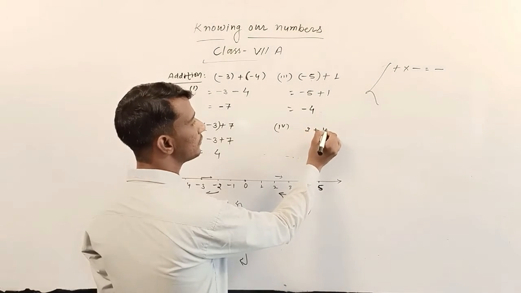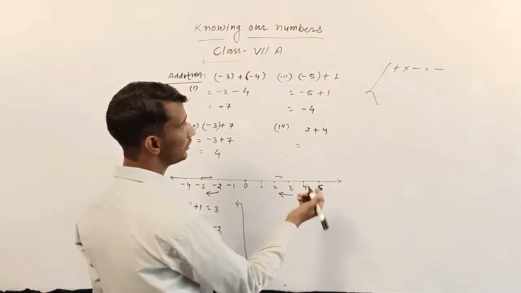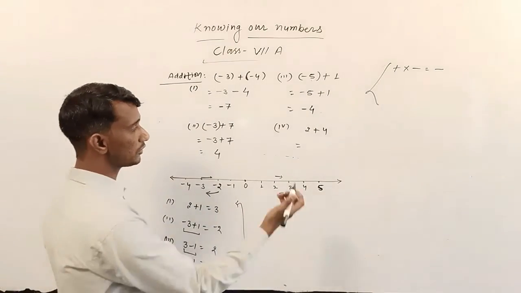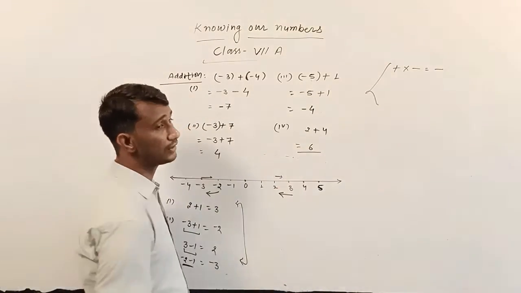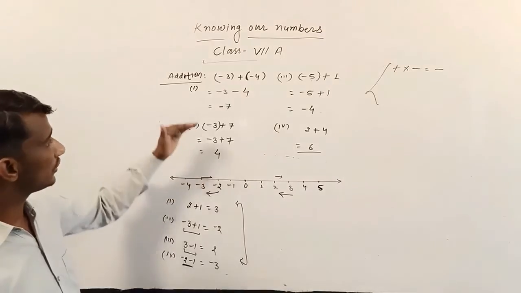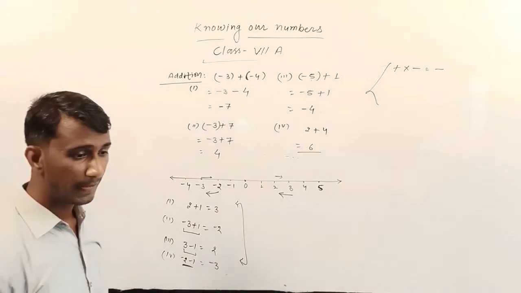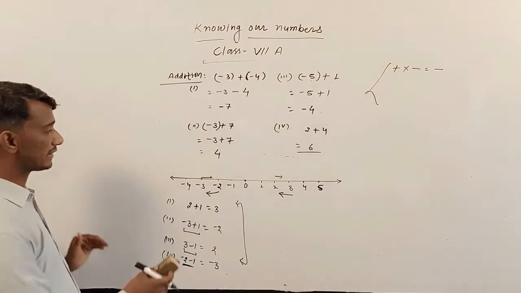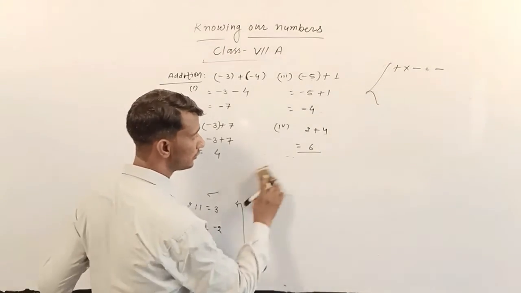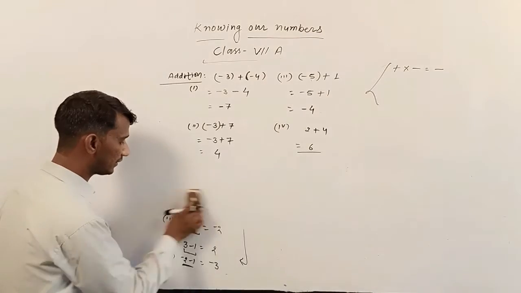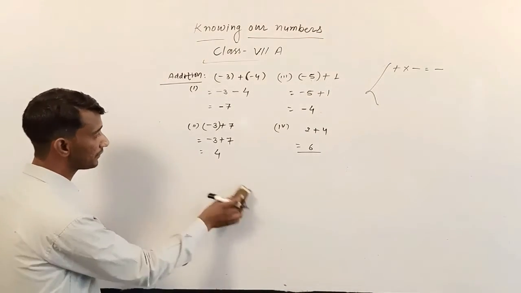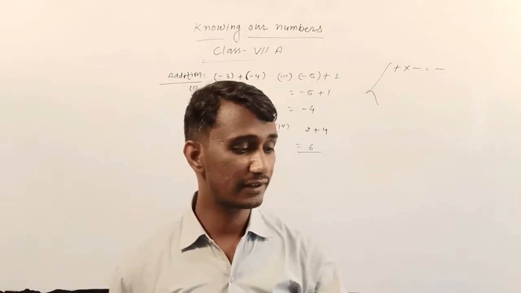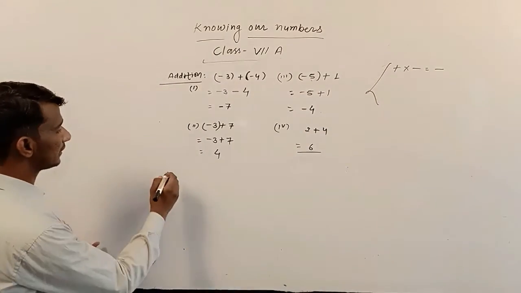2 plus 4, easily we can add if both numbers are positive. So 2 plus 4 is 6. So in this way you can add the integers. Okay? And now the last review of class 6 topics. I am revising what you studied in class 6, and last and final, subtraction.